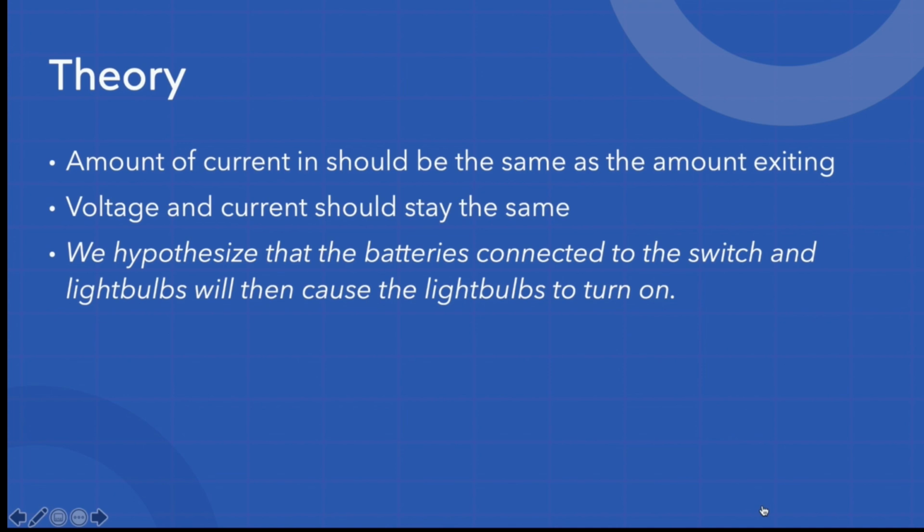The amount of current split into the circuit should equal the amount of current coming out of it. The amount of voltage and current should stay the same across each of them, and we hypothesize that the batteries connected to the switch and light bulb will then cause the light bulb to turn on.